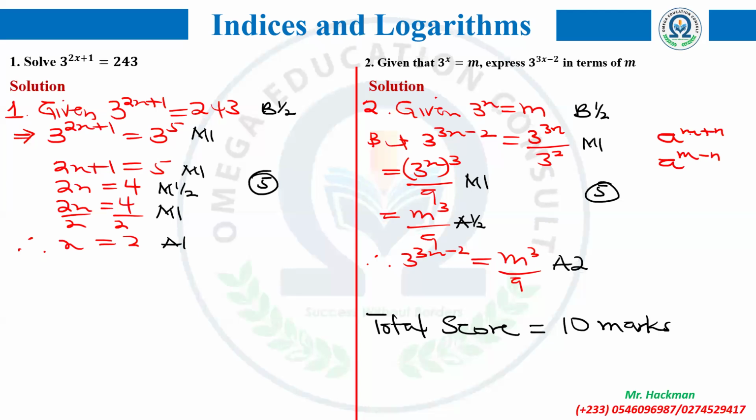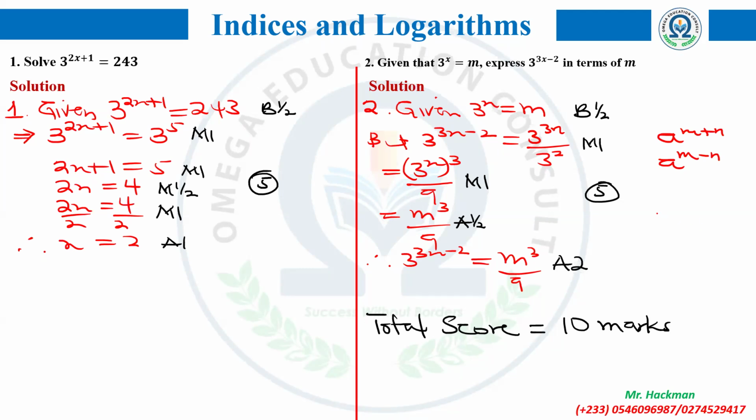So this one will give you a to the power m times a to the power n. In the same way, this will give us a to the power m over a to the power n. So obviously, if we want to split this one, we are going to have 3 to the power 3x over, because of the minus, 3 squared. That's exactly what you have here.